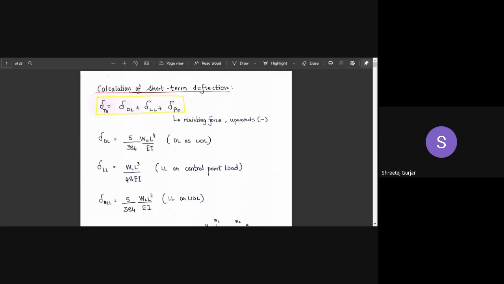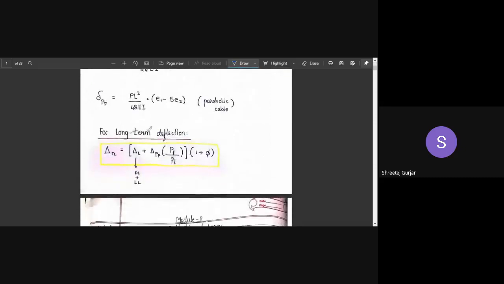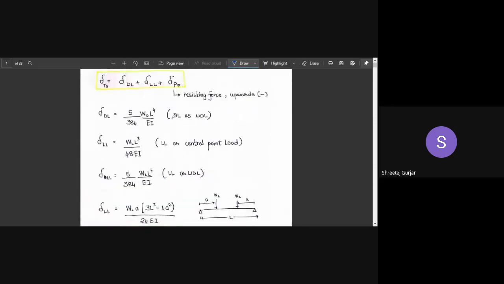Welcome back, students, to another class of Design of Pre-stressed Concrete Element, wherein we are discussing numericals regarding deflection of PSC beams. So the calculation of short-term deflection and long-term deflections. So we have two categories: short-term deflection, and then long-term deflection. Okay, we have two categories.